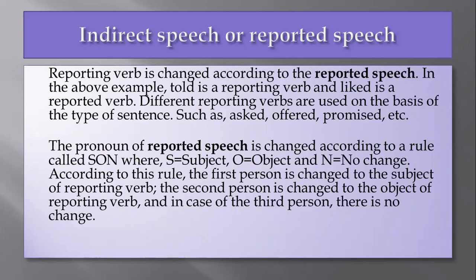Next, the pronoun of reported speech is changed according to a rule called SON, where S means subject, O means object, and N means no change. According to this rule, the first person is changed to the subject of the reporting verb. The second person is changed to the object of the reporting verb. And in case of the third person, there is no change.